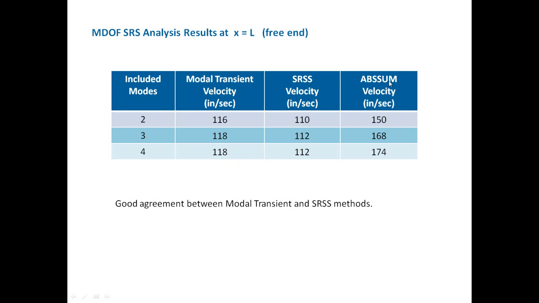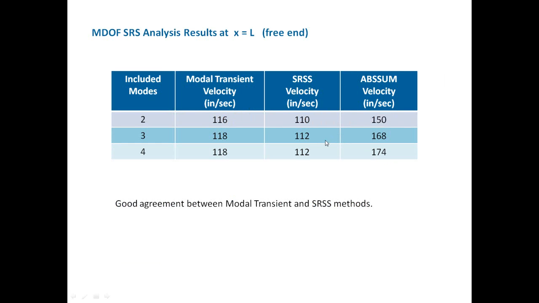The absolute sum, just as a reminder, assumes that all of the modes peak out at the same time, in inches per second. And our modal transient velocities are falling in between these 2 multi-degree of freedom SRS parameters, but are closer to the SRSS methods. So that means we have good agreement between those relative velocities, or we could call them pseudo-velocities. And that means we would be good to go for calculating stresses from the multi-degree of freedom SRS analysis.